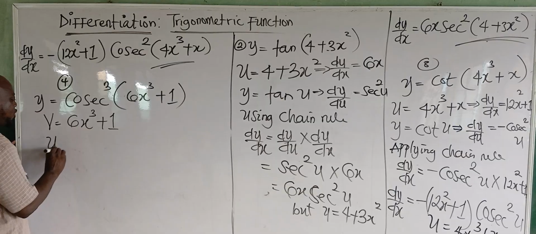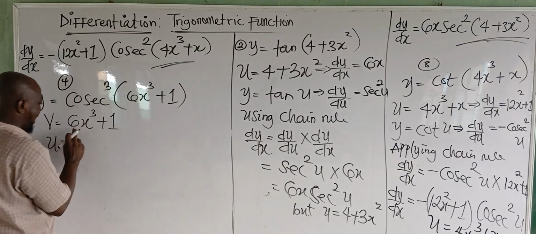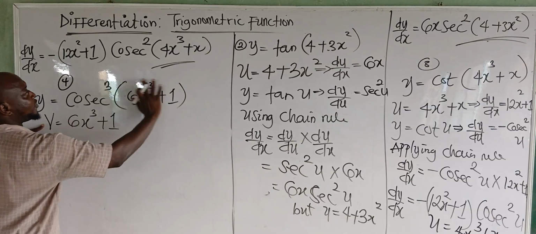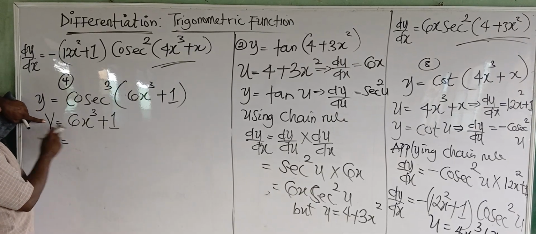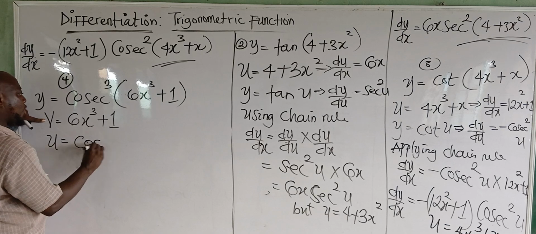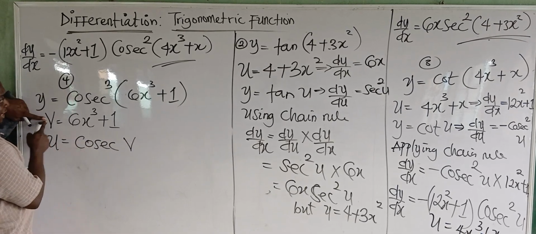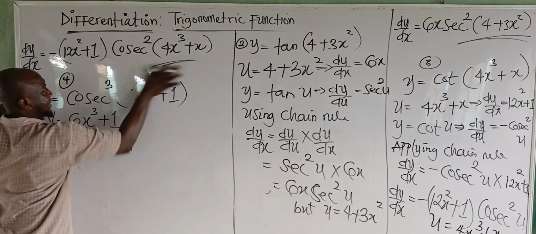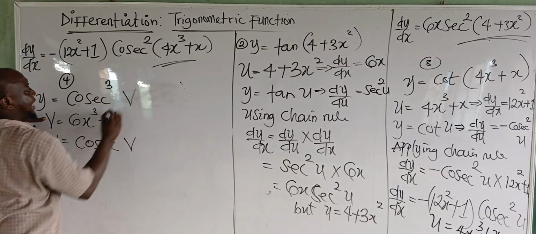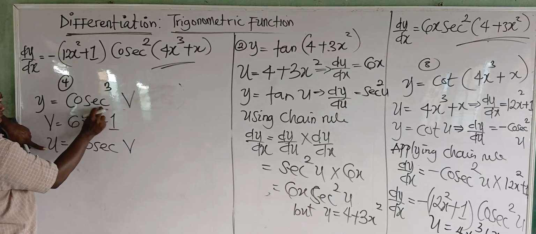Second, what do I know now? I will now say let u be all of this one now. Since we say let this one be v, look at this now. If I remove all these ones now, it's v, because we say let v be all of this one. So my u therefore becomes cosec v. Do you understand what I'm saying? This one is v, like this. So if I want to get my u now, we'll say cosec v.